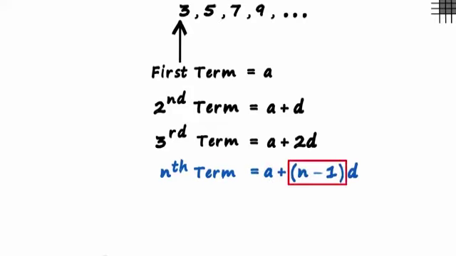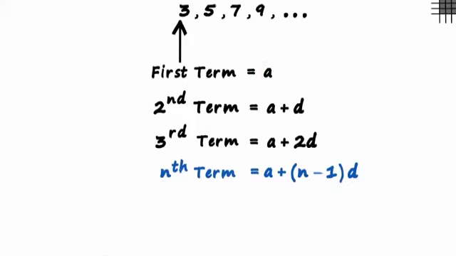Why n minus 1? Observe the pattern. Third term 2D, second term 1D. So this is the formula we had seen earlier: first term plus (n minus 1) times D. It's just that we have written the first term as A.